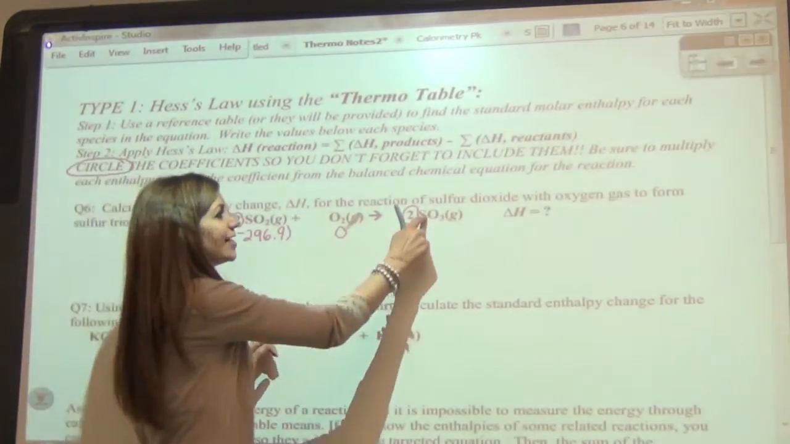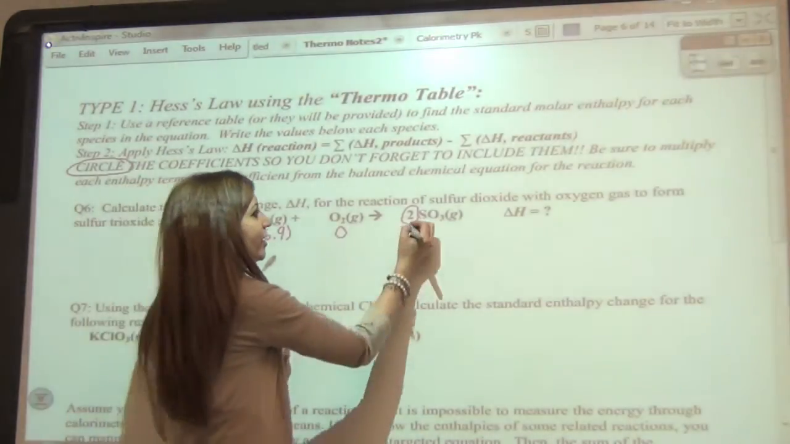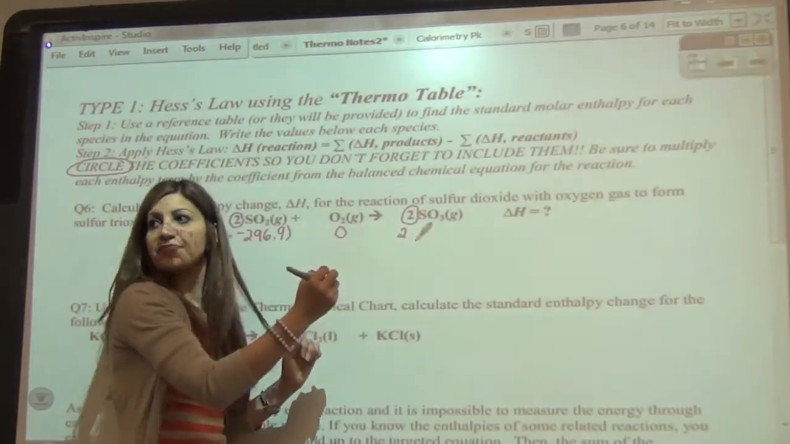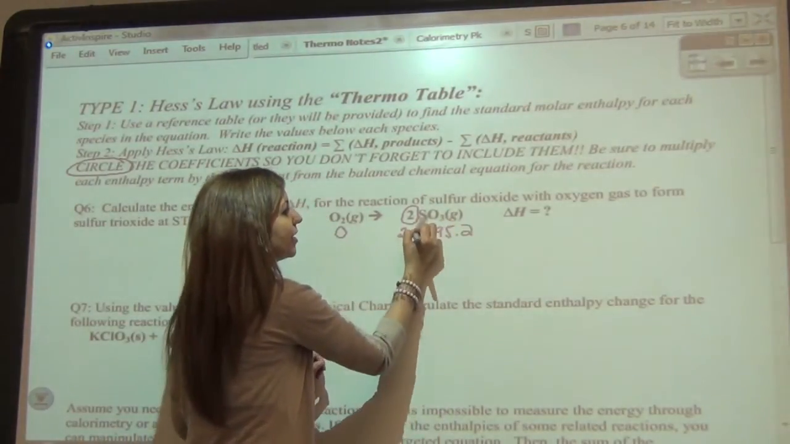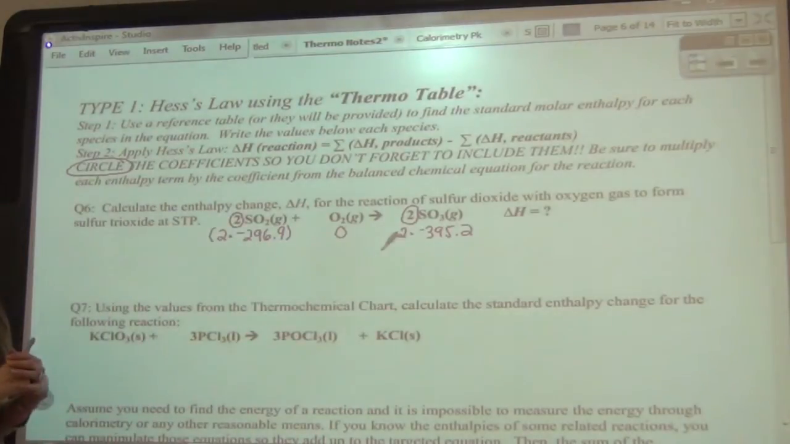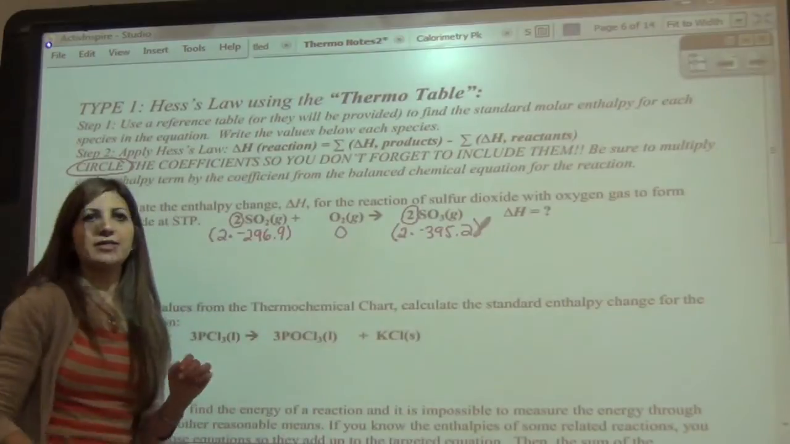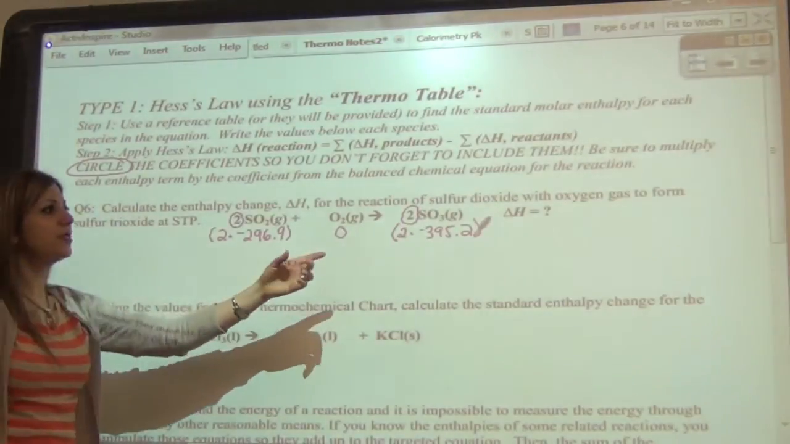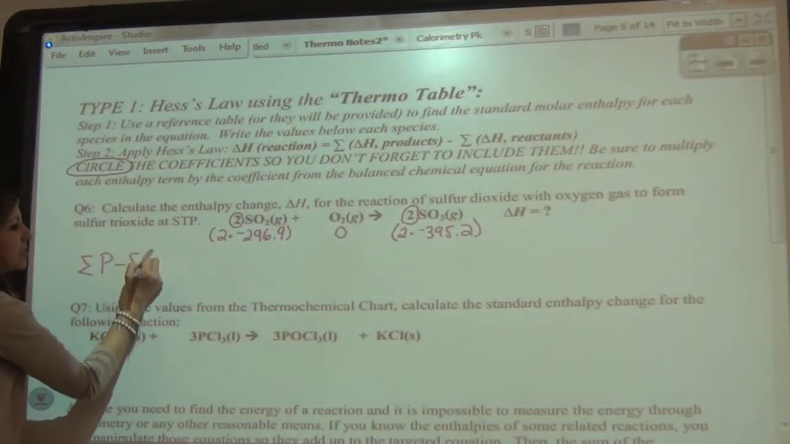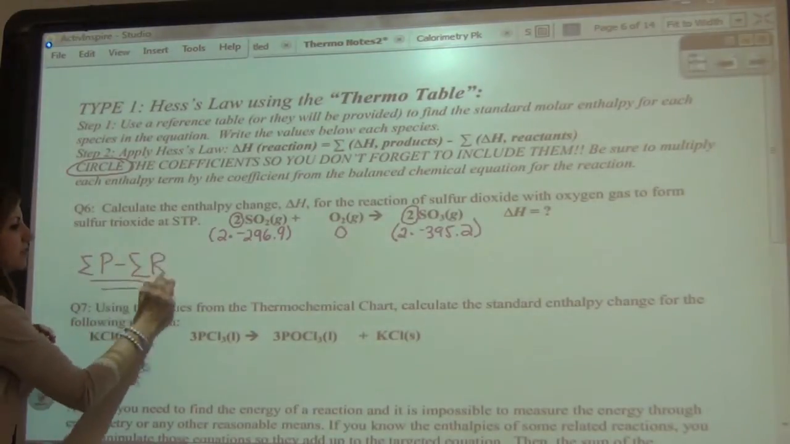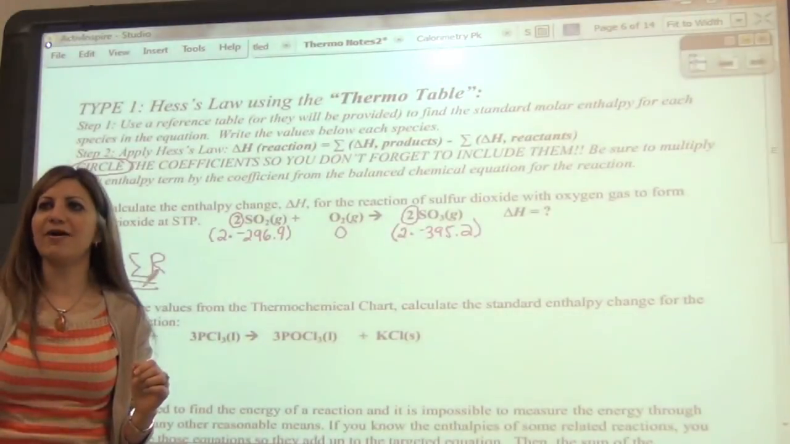Okay, the next one is SO3, which will be right next to SO2, or right under or above it. 395.2. Awesome, negative 395.2. And again, don't forget to multiply by 2. Okay? So here's what you're going to do in your calculator. Okay? You need to do products. It's sum of the products minus the sum of the reactants. Okay? So where are the products? On the right or on the left?